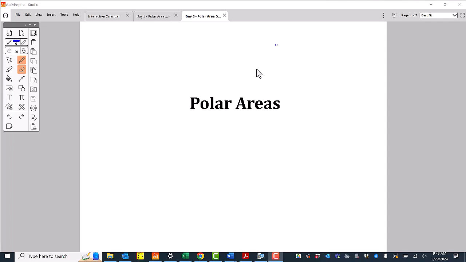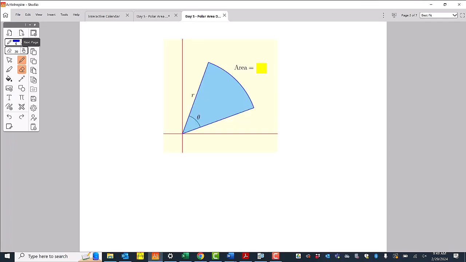All right, today we're looking at polar areas. Now this is a little bit different than just area under a curve because we have to deal with the area of a sector. Polar areas comes down to the area of a sector and taking infinitely small sector areas and summing them up. Similar to how when we first did integrals, we did infinitely small rectangles and summed up those areas.